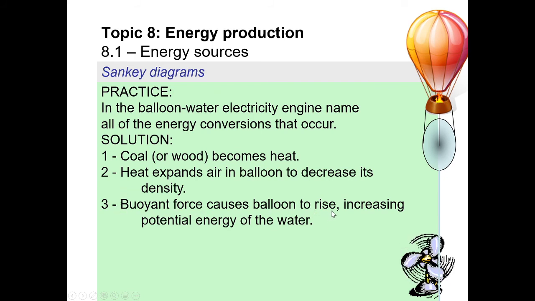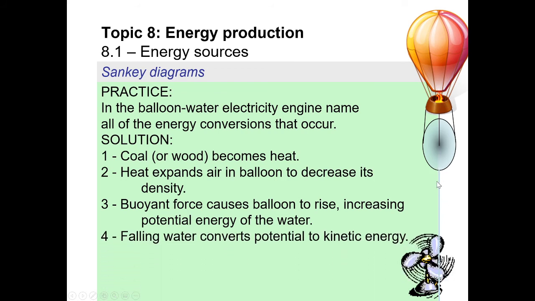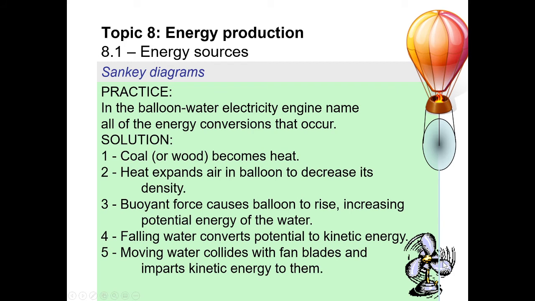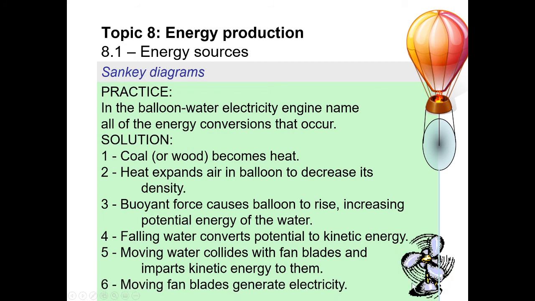It causes the balloon to rise, increasing the potential energy of the water, right? Because it's increasing its height from the ground. And once the water starts falling, that gravitational potential energy gets converted to kinetic energy, right? And that kinetic energy then gets transferred to the rotation of these fan blades. But there is quite a lot of energy transformations occurring here too. Okay, so the water collides with the fan blades, imparts some kinetic energy there, but the water also falls to the ground, so it's not a perfect system. The moving fan blades then generate electricity.